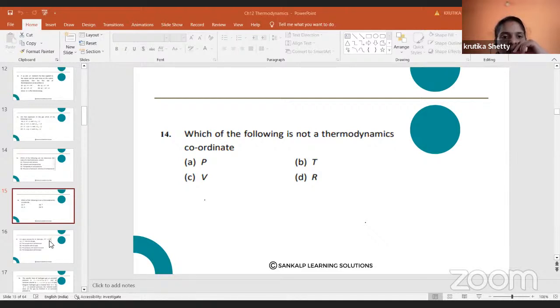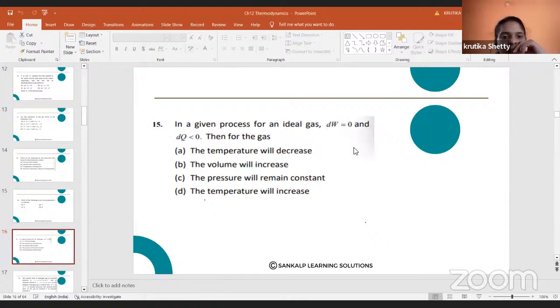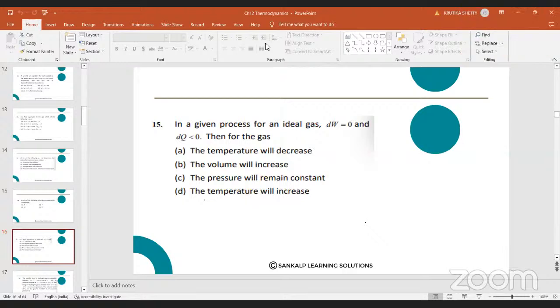Then the next question: in a given process for an ideal gas, dW is equal to 0 and dQ is less than 0. Then for the gas, the temperature will decrease, the volume will increase, the pressure will remain constant, or the temperature will increase. So here they are saying dW is equal to 0, that is, work done is equal to 0. And they are also saying the heat is less than 0. Then for the gas, options A, B.